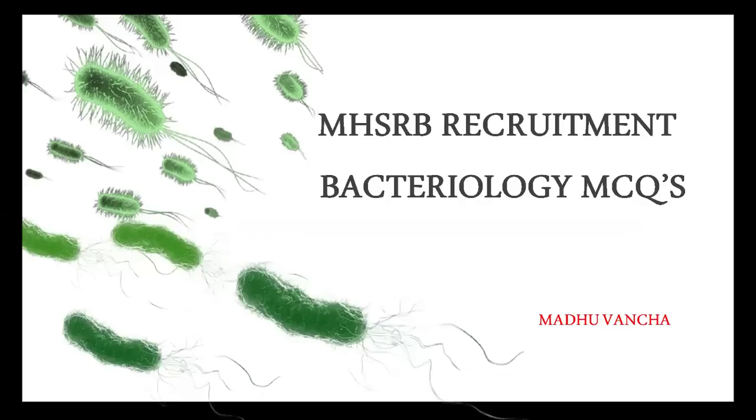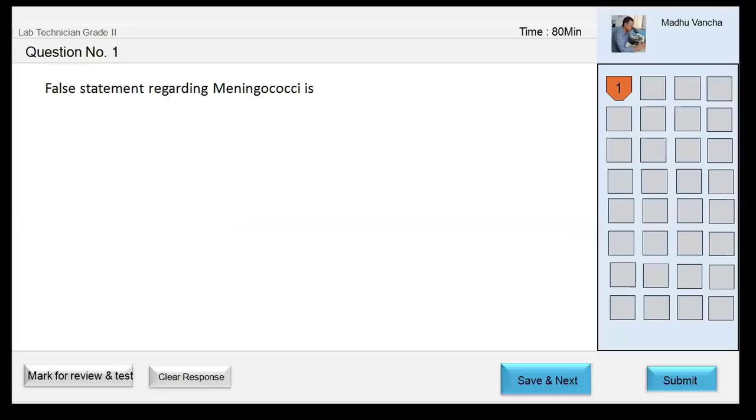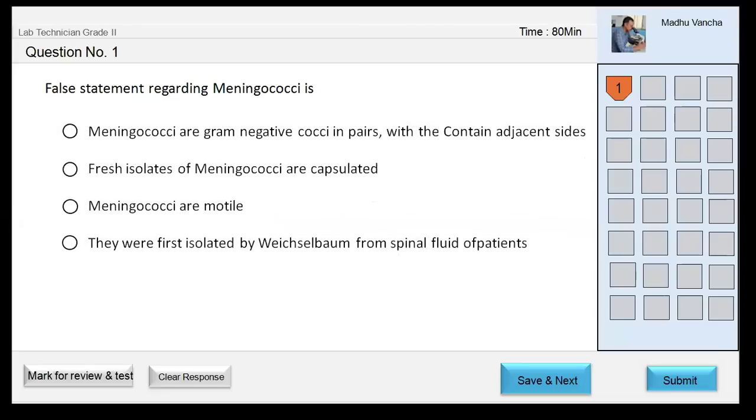In this session, we'll discuss some of the important bacteriology multiple choice questions. First question, false statement regarding meningococci is. So what is meningococci? Neisseria meningitidis. Option A, meningococci are gram-negative cocci and they are arranged in pairs and they contain the adjacent sides.